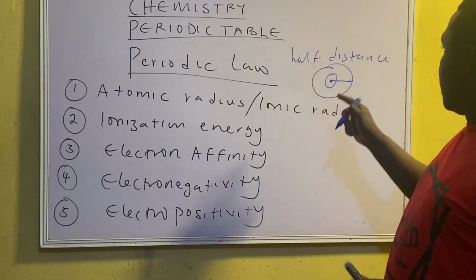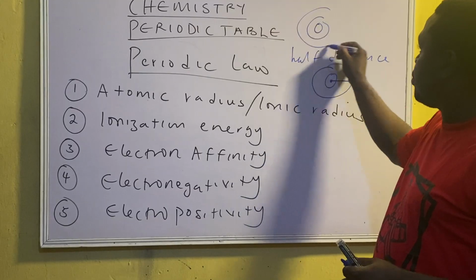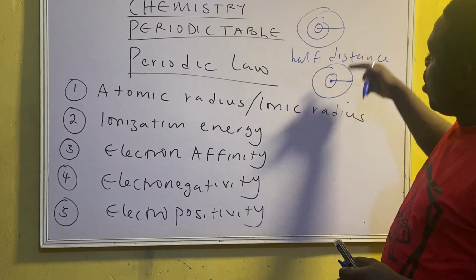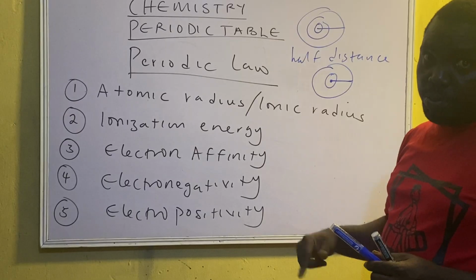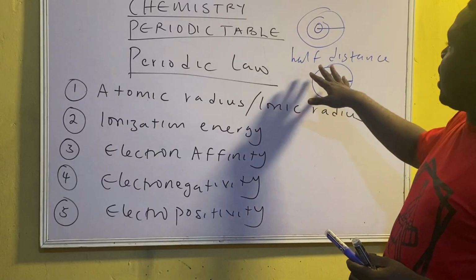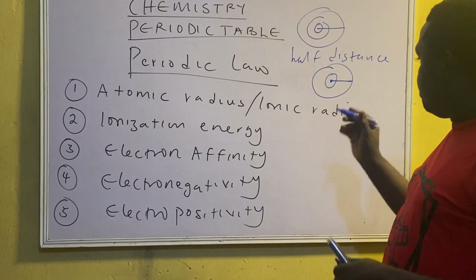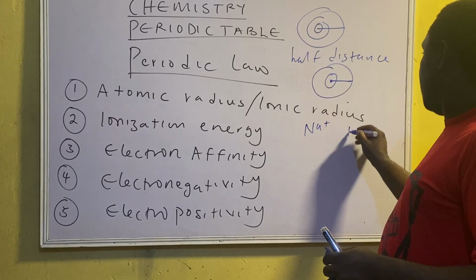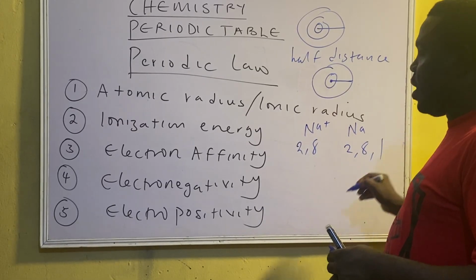So if you look at this, let's say you have another one like this. You'll discover that it will be farther than this. As the number of shells increases, the atomic radius increases down the group. Take note of that. And the ionic radius also has the same trend as atomic radius. But there's something you need to understand here. If you have the cation, which is this, and its corresponding atom, this is 2, 8. This is 2, 8, 1.